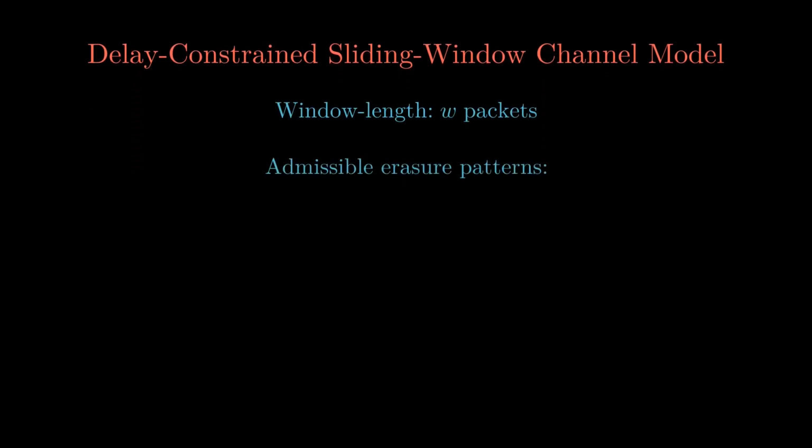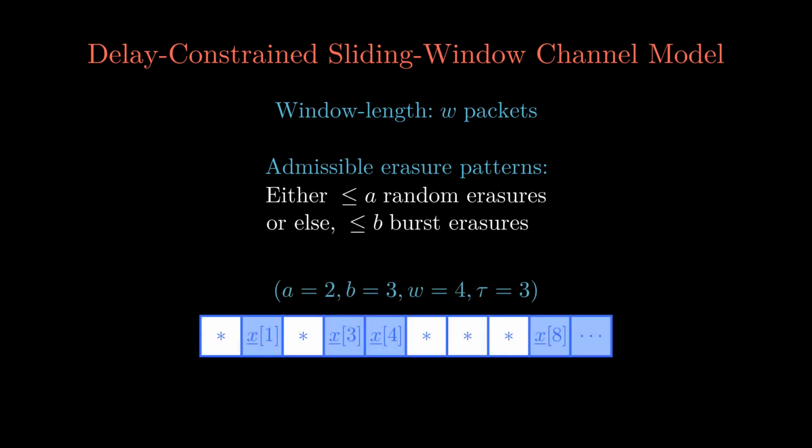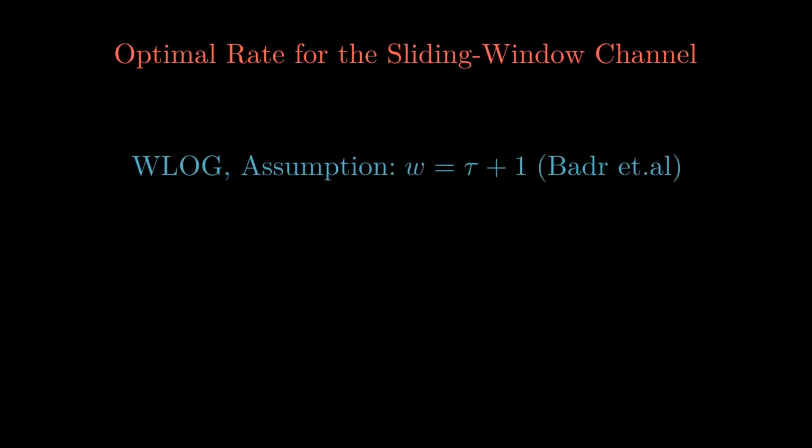In each window of length w, the channel is permitted to introduce either a random erasures or a burst of b packets. Consider this example where a equals 2 and b equals 3. The window length equals 4 packets. In the first window, 2 random erasures occur, and in the second window, a burst of 3 packets occurs. Each packet is subject to the decoding delay constraint of 3 future packets. For example, message packet U4 must be decoded by time t equals 7. Without loss of generality, we can set W to be tau plus 1.